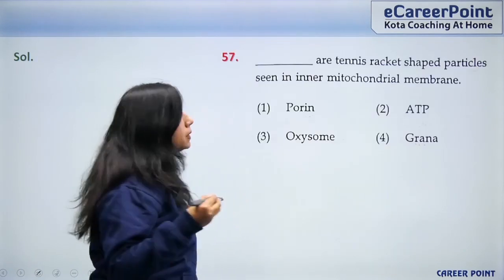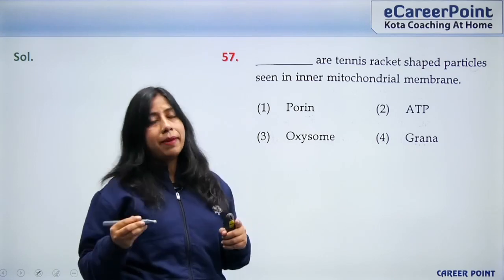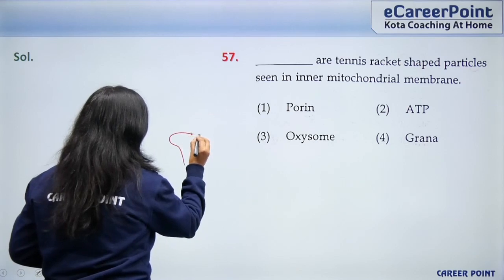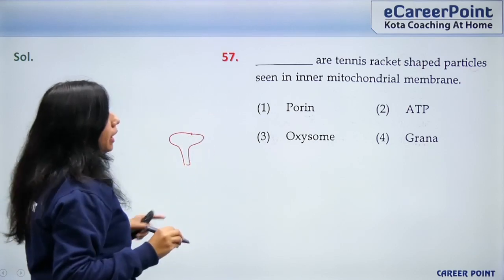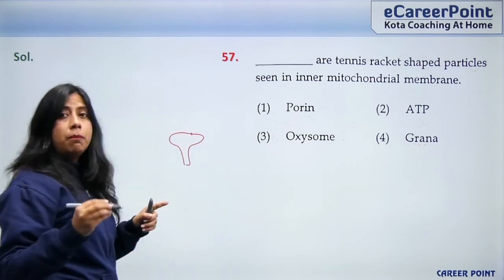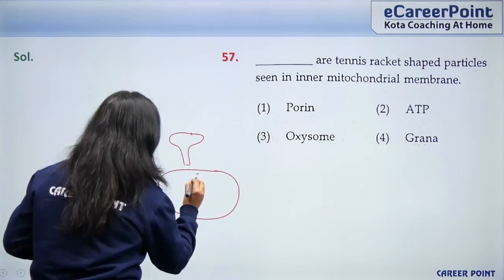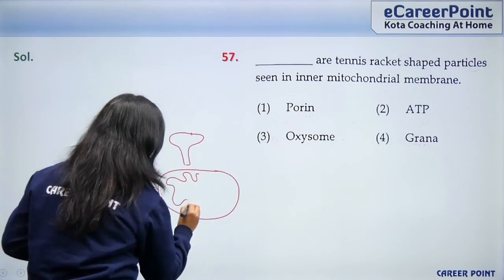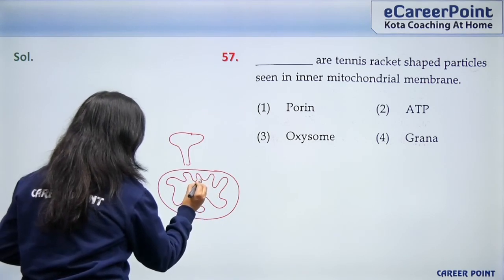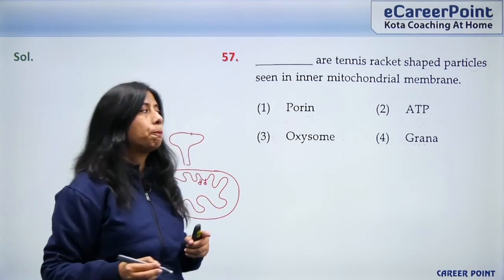Now next question is, in this case here a shape has been mentioned. So the shape is a tennis racket sort. It is present in the inner mitochondrial membrane. So if we see a mitochondria, the inner membrane is totally folded, and towards their inner membrane they have this tennis racket shaped structure present.